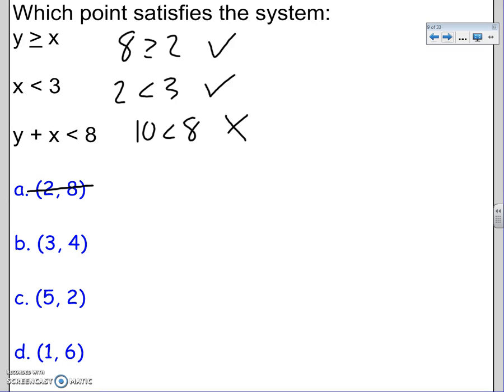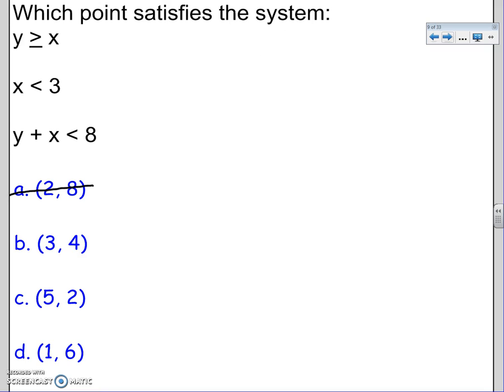Now, it would take a long time to try that for all 4 answers. So what we'll do is try the easiest one. So this looks easy to do. Y is bigger than X. I'll look at all the answers and see which one has Y that's not bigger than X. So 4 is bigger than 3, that's good. 2 is bigger than 5, that's false. So C is automatically out. If it fails one of them, it's not the answer. And 6 is bigger than 1, that's true.